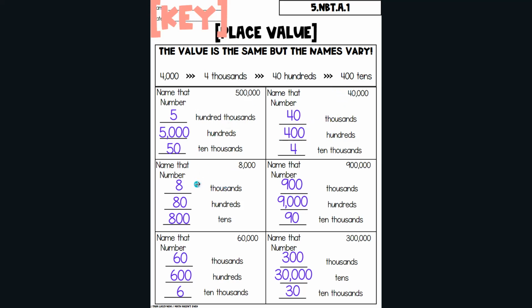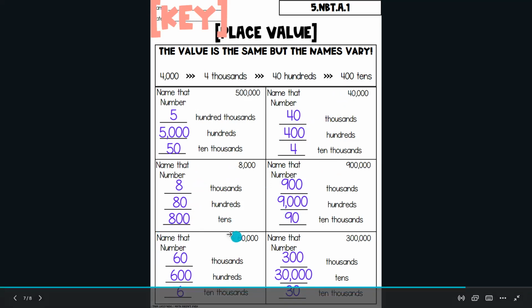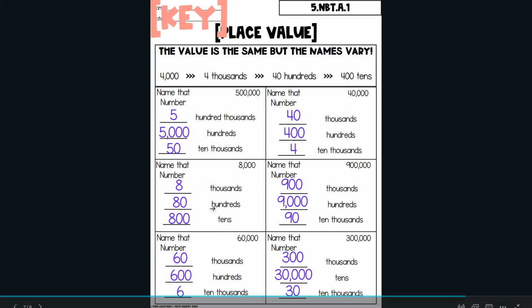8,000 is 8 thousands, 80 hundreds, and 800 tens. 900,000 is 900 thousands, 9,000 hundreds, and 90 10,000s. 60,000 is 60 thousands, 600 hundreds, and 6 10,000s. And then we have 300,000 is 300 thousands, 30,000 tens, and 30 10,000s.